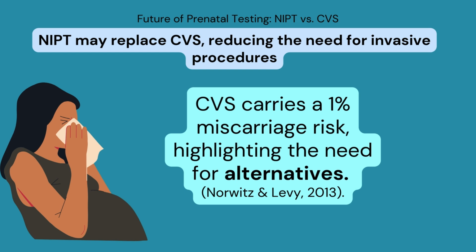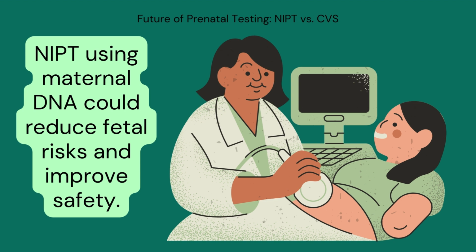Because 1% of all mothers who endure CVS experience miscarriage due to complications, exploring safer alternatives is crucial. By continuing research and furthering effectiveness in the analysis of non-invasive techniques, such as acquiring fetal DNA from the mother, tests can vastly reduce the risk posed to the fetus. As a result, NIPT may cause CVS to become far less common, becoming reserved for cases requiring detailed tissue analysis.